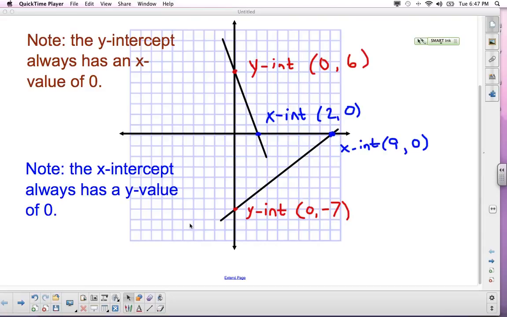The other line I have has a y-intercept at (0, -7), where it crosses the y-axis. We call it the y-intercept. Where it crosses the x-axis, we call it the x-intercept, and that's at the point (9, 0).